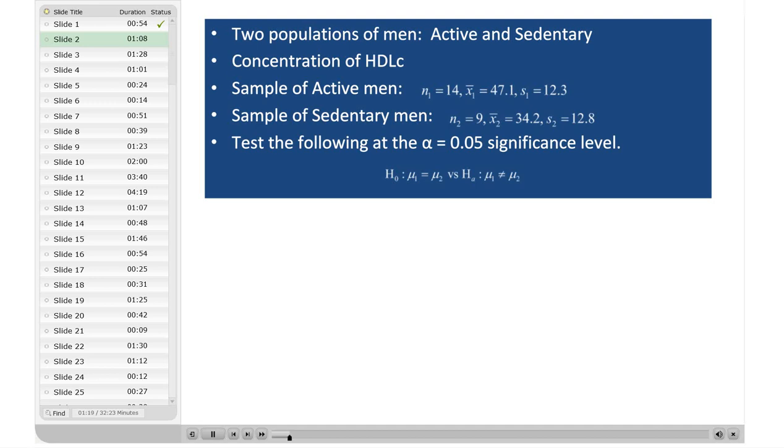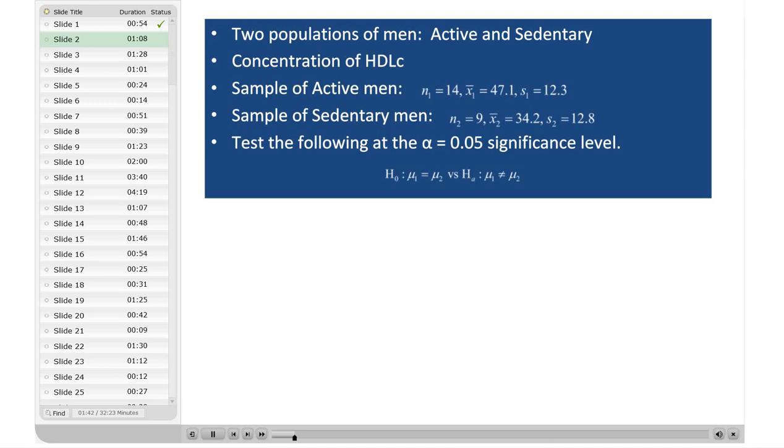In order to do that, we're going to take two samples. We'll take a sample of active men. Here our sample size is 14 and our sample mean is 47.1 milligrams per deciliter, and our standard deviation is equal to 12.3. For our sample of sedentary men, we have a sample size of 9, we have a sample mean of 34.2, and a standard deviation of 12.8.